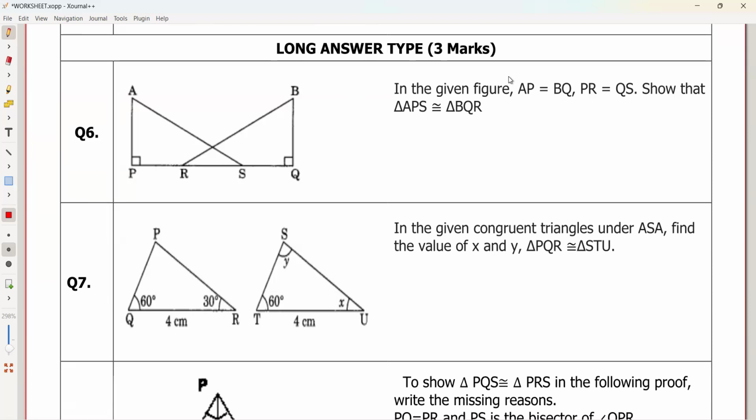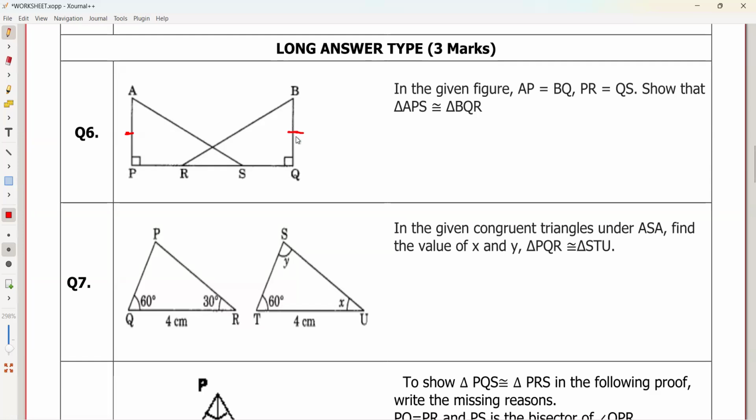In the given congruent triangle, under ASA, find the value of x and y. No, question number 6, sorry, sir, confusion. In the given figure, AP is equal to PQ, PR is equal to QS. Show that triangle APS is equal to PQR.